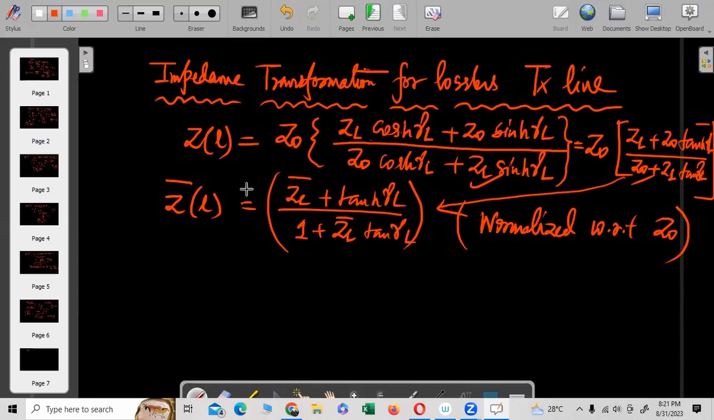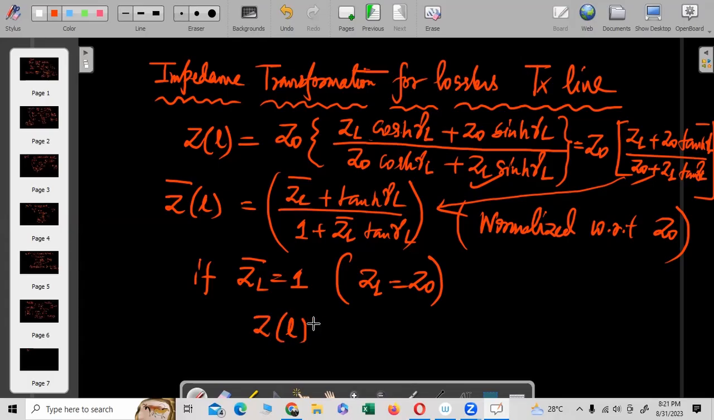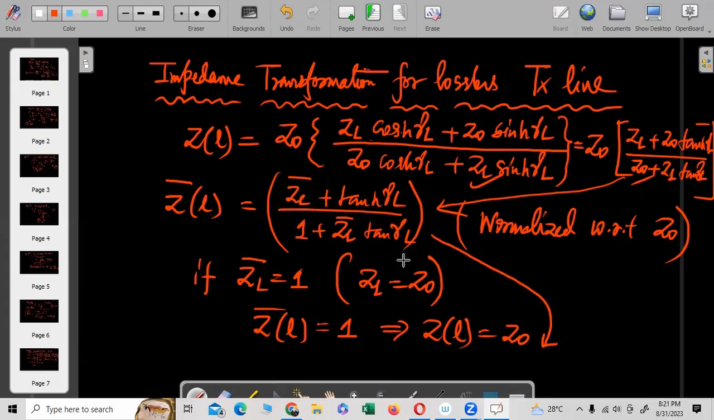Now, please concentrate. If ZL bar is 1, what is the meaning? ZL is nothing but Z naught, which means the matched condition. Then ZL bar will also be equal to 1. Z of L is equal to Z naught. Then what will happen? And what will happen for a lossless transmission line? We need to develop this equation with respect to a lossless transmission line.